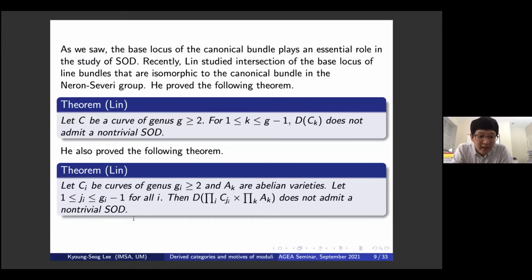He also proved that when the C_i are curves of genus g_i greater than or equal to 2, and the A_k are abelian varieties, then the product of the symmetric products of the curves times the abelian variety does not admit a non-trivial semi-orthogonal decomposition. Indeed, this result is somewhat expected by Gomez and myself, for a reason I will explain later. But anyway, by studying the base locus of these line bundles, he obtained this nice result.